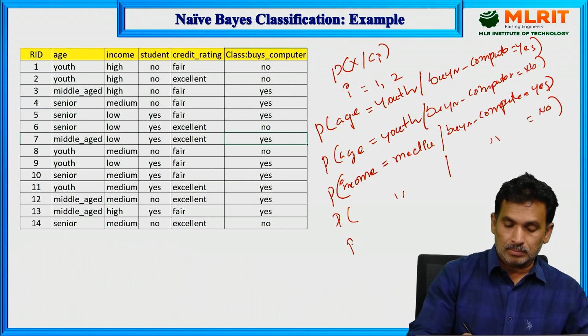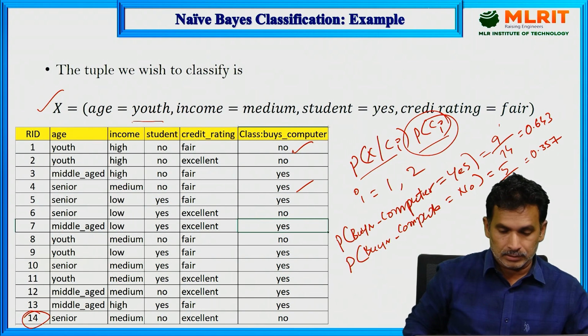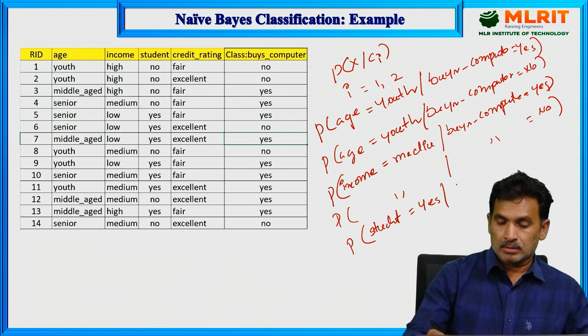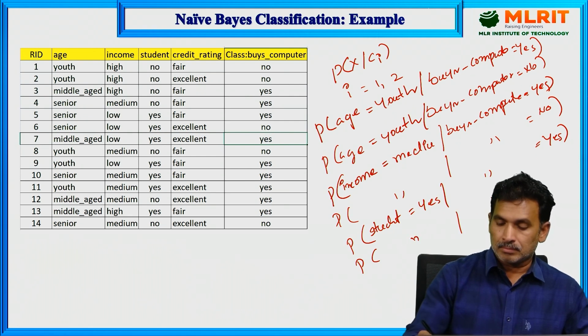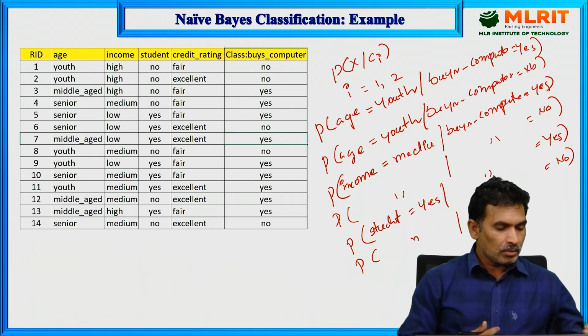Similarly for the probability of, what is the next here, student, I think, yeah, student yes. Student equal to yes given Bayes computer yes, and one more probability, that is student yes given Bayes computer no. So we have to calculate these posterior probabilities.